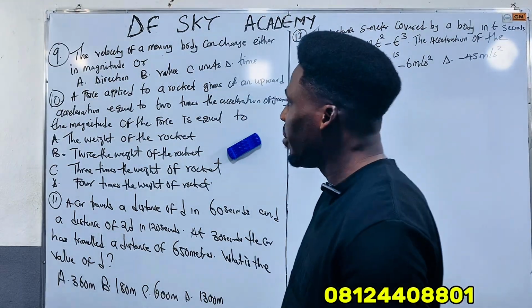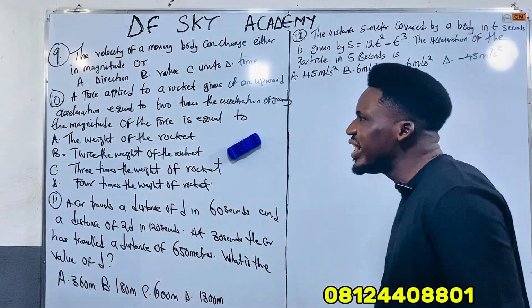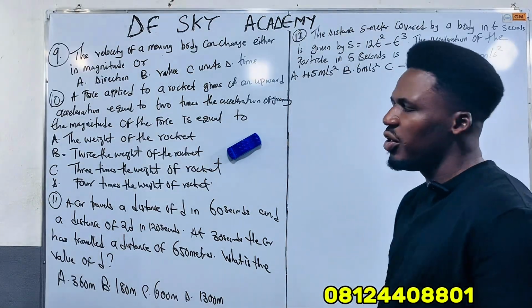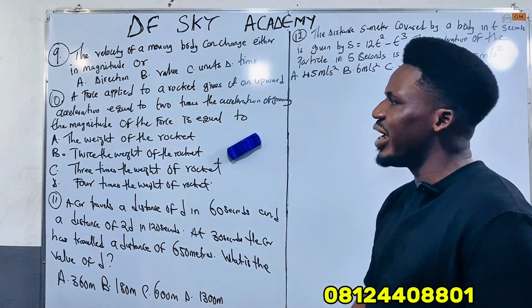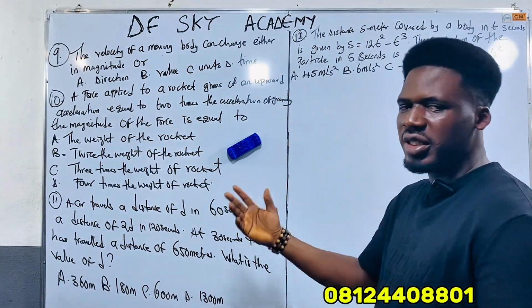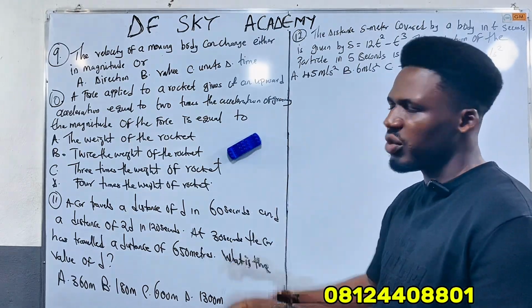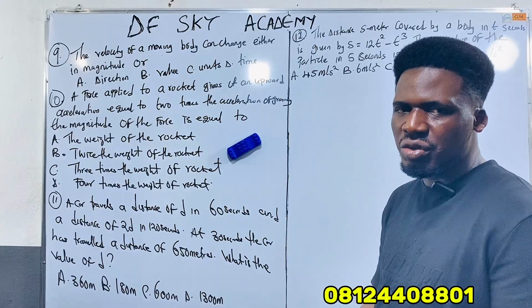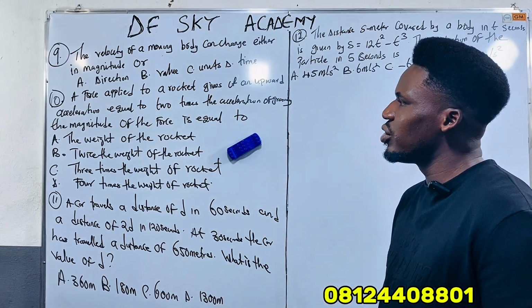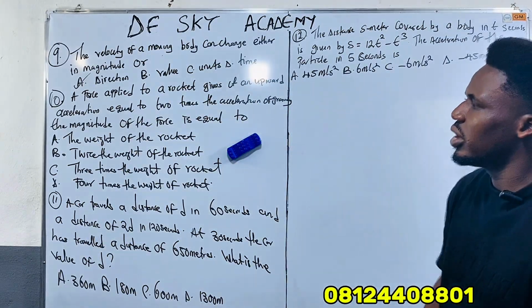So question number 9. They said the velocity of a moving body can change either in magnitude or A, direction, B, value, C, unit, D, time. What is the correct answer there? Velocity, is it a vector quantity or a scalar quantity? It's always a vector quantity. It can change in magnitude and what? Direction. It has magnitude and direction. So the correct answer there is option A.